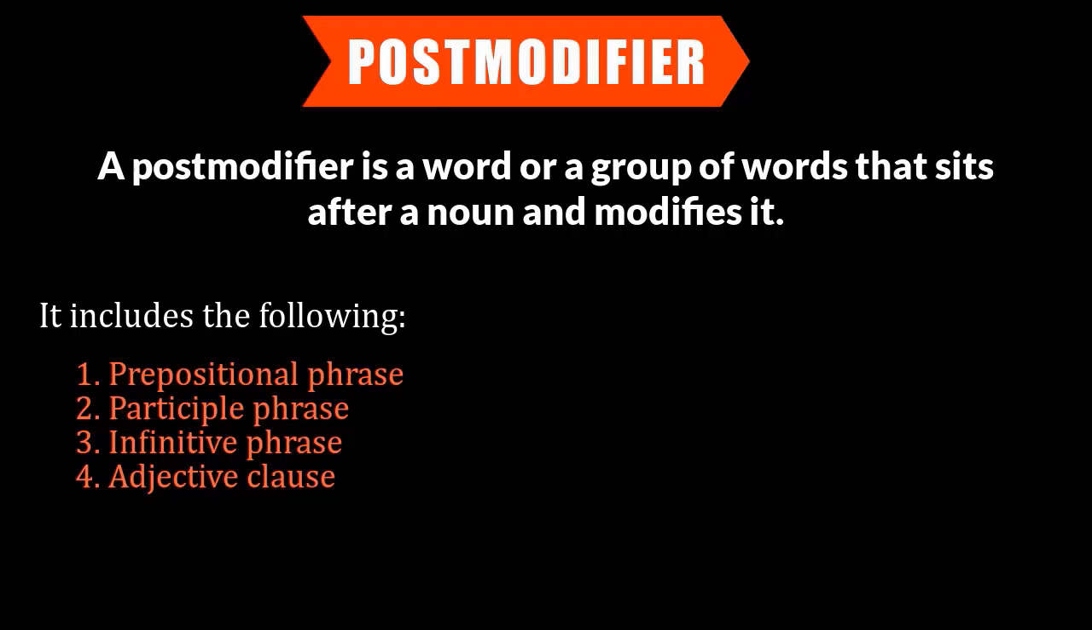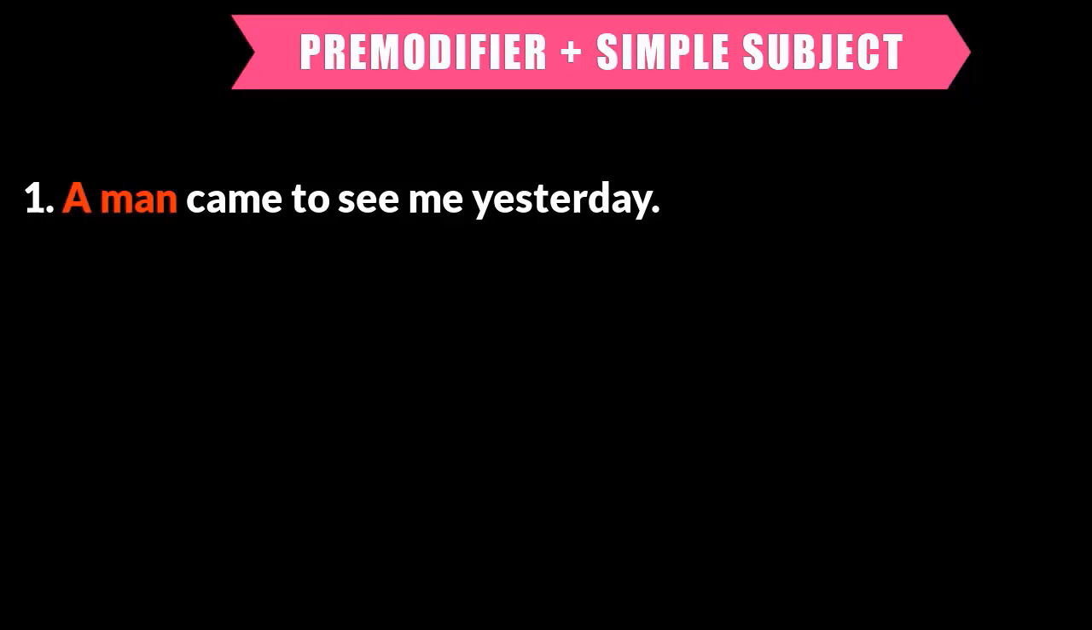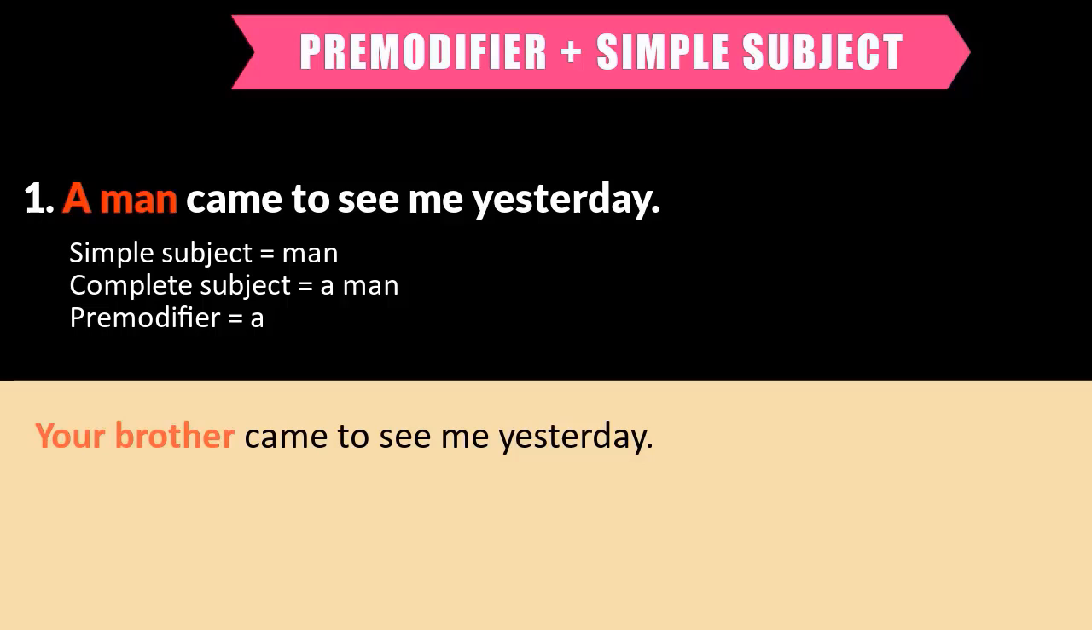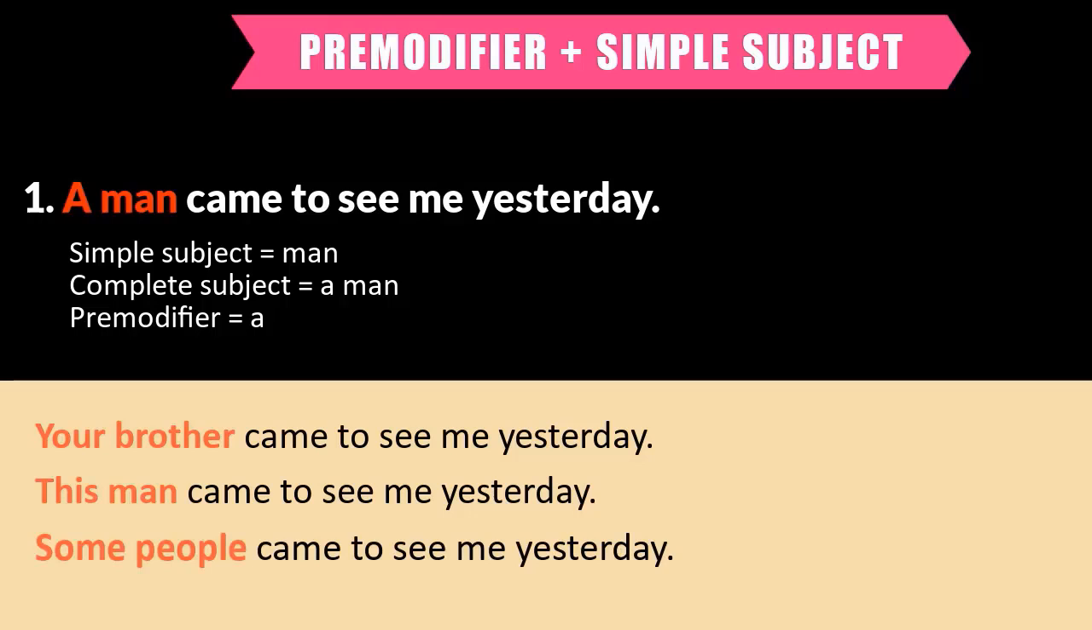Let me show you some examples. Number one, pre-modifier plus simple subject. A man came to see me yesterday. A man. Who came to see me? A man. Man, simple subject, a determiner. You can use some other type of a determiner. Your brother came to see me yesterday. Brother, simple subject, your determiner, pre-modifier. Your brother. This man came to see me yesterday. This man, right? Some people came to see me yesterday. Some, quantifier.